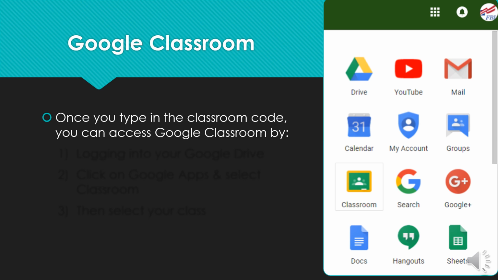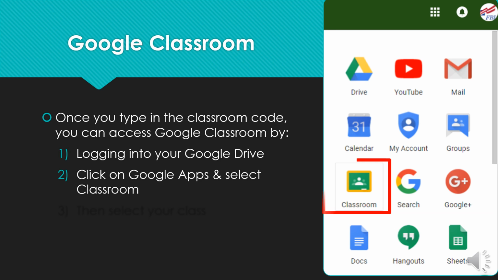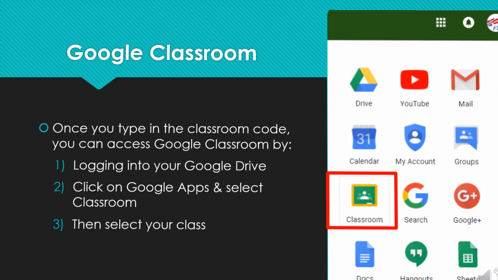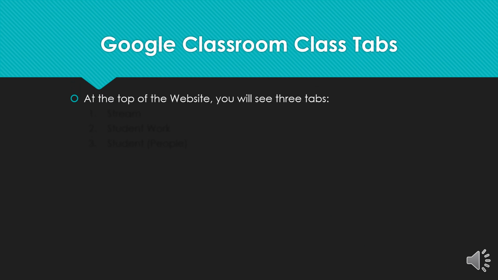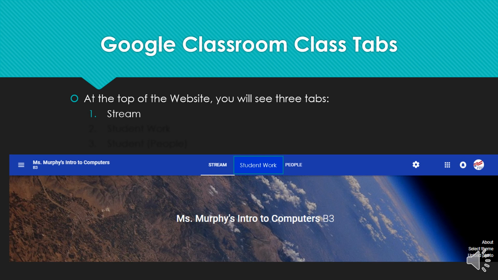Once you have typed in the classroom code, you can access Google Classroom anytime by first logging into your Google Drive, second, clicking on the Google Apps and selecting Google Classroom, then selecting your class. Once you are in Google Classroom and inside your class, at the top of the website you will see 3 tabs: Stream, Student Work, and Student or People.